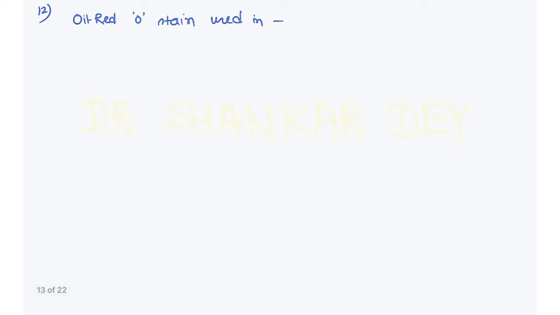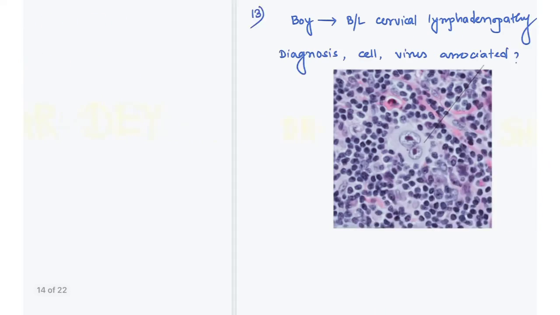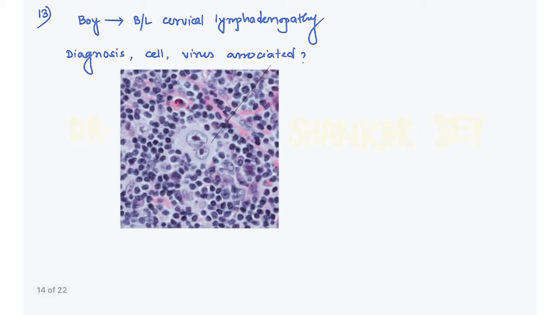Next, question number 12. Oil red O stain is used during which preparation? During histopathological examination in frozen section biopsy. So the answer will be frozen section. So oil red O is used in frozen section biopsy for demonstration of lipid. So oil red O.